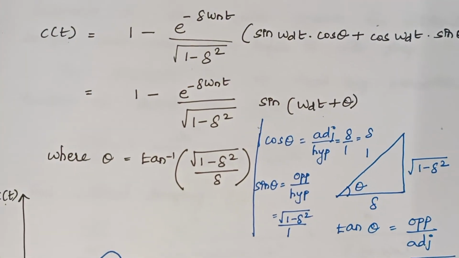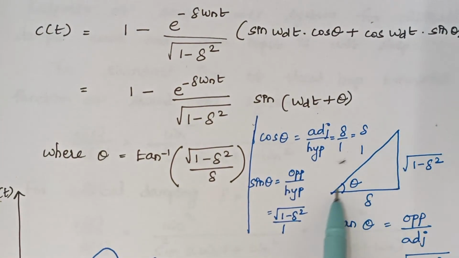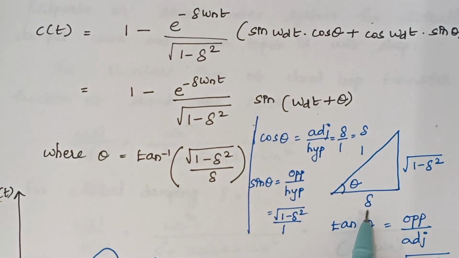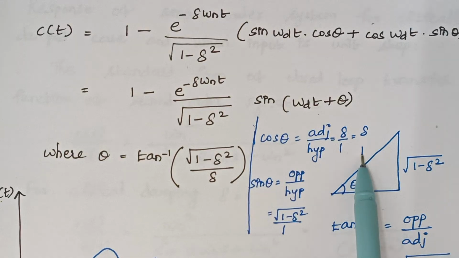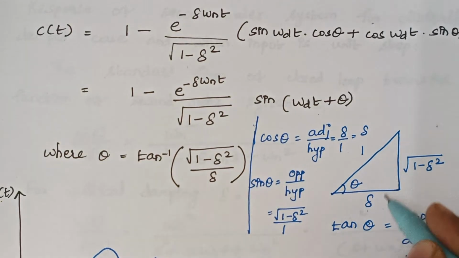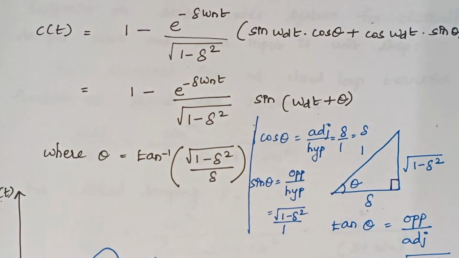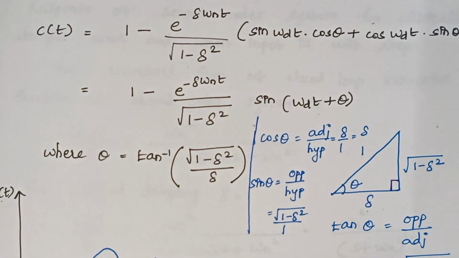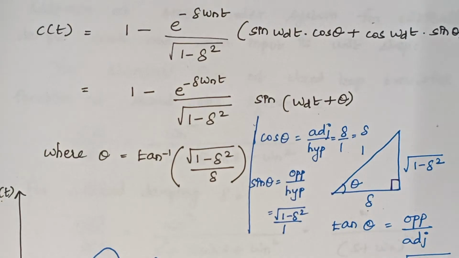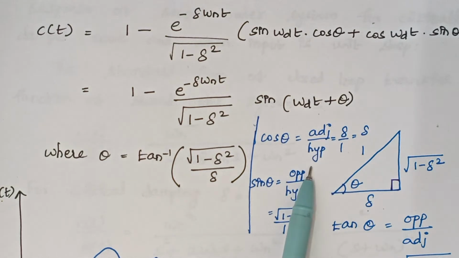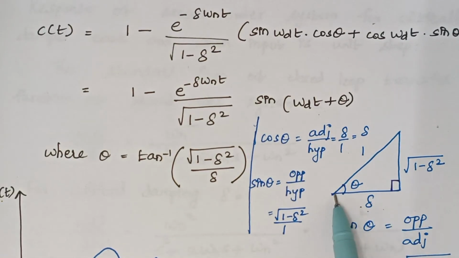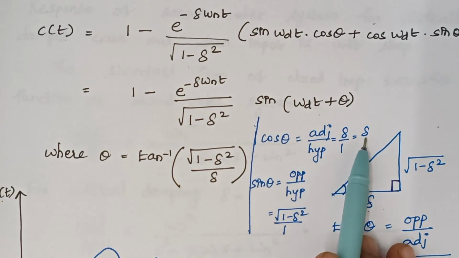So here you see, consider this triangle. Okay, I am constructing a triangle with zeta and square root of 1 minus zeta square as sides. So when you construct a triangle like this, its hypotenuse value becomes 1. So this is a right angle triangle, right? So from this right angle triangle, I am finding the values of cos theta, sin theta and tan theta. So cos theta, the formula is adjacent side by hypotenuse. So you see, this is your theta. So this is your adjacent side and this is your hypotenuse. So zeta by 1, which is equal to zeta.